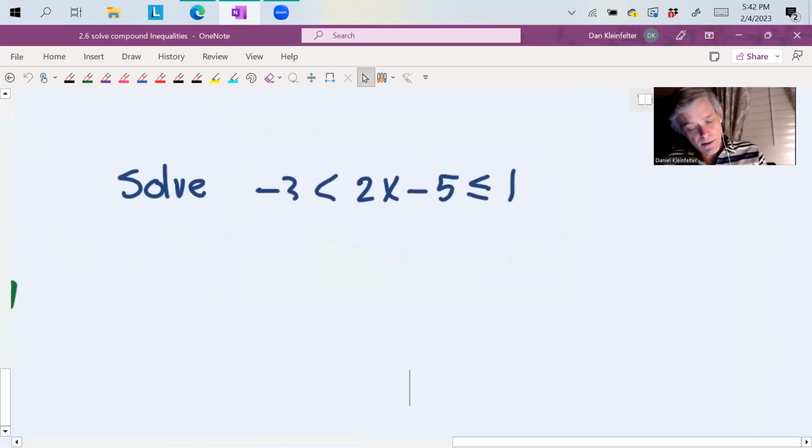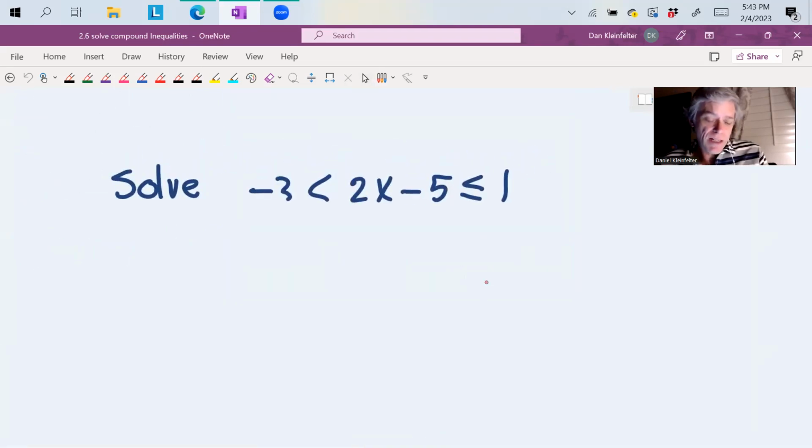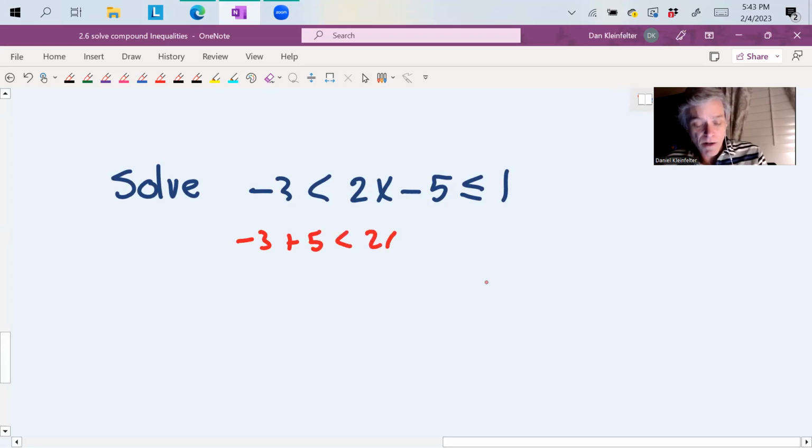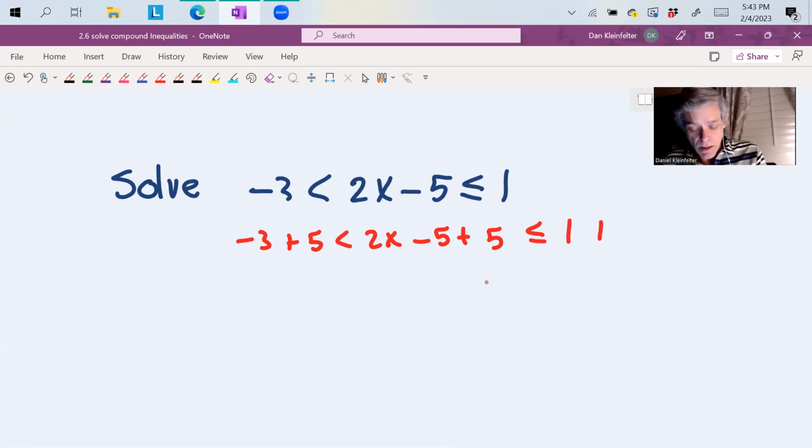All right, let's take a look. So we have -3 is less than 2x minus 5 is less than or equal to 1. So here I'm going to start by adding 5 to all three parts. Okay, here I wanted to show that addition of 5 all the way across. If you don't feel like writing all that, it's okay.